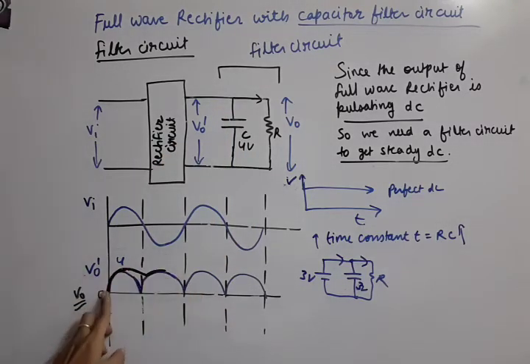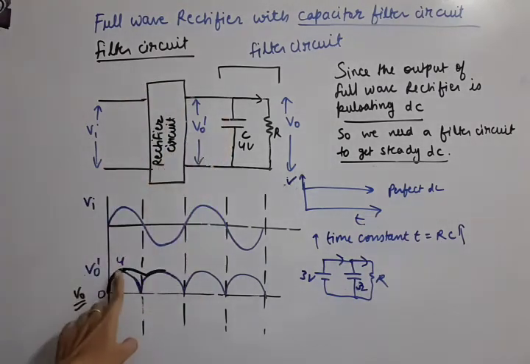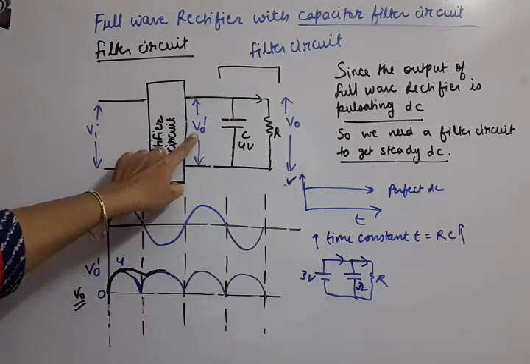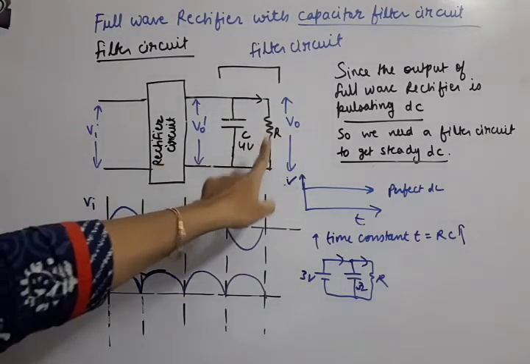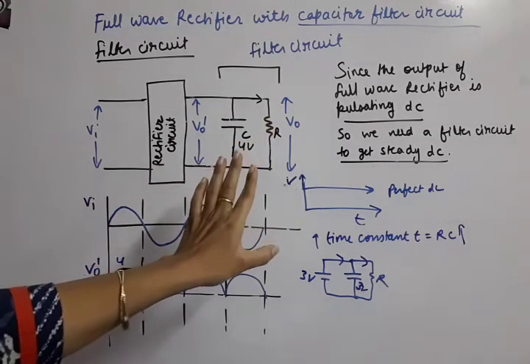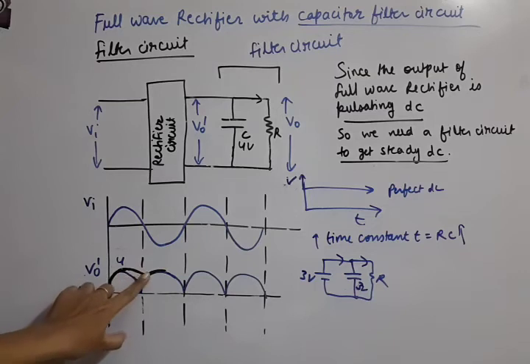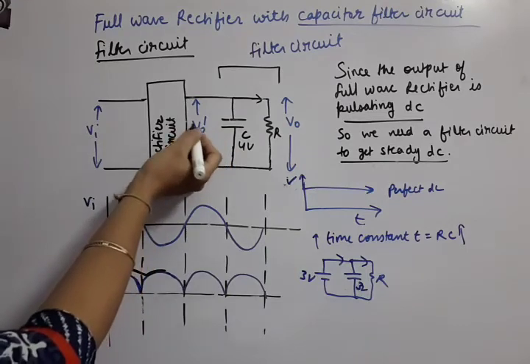Okay, so in the starting pulse, VO dash was increasing, so the capacitor was charging till here. Then when VO dash was decreasing, the capacitor's discharging started through this path, but discharging is very slow. So discharging means 4 volt to 3 volt it can come at maximum, and it will take a large time to discharge. And by the time it completely discharges, it will get the next increasing voltage from here again. Here again this voltage has become 4 volt.